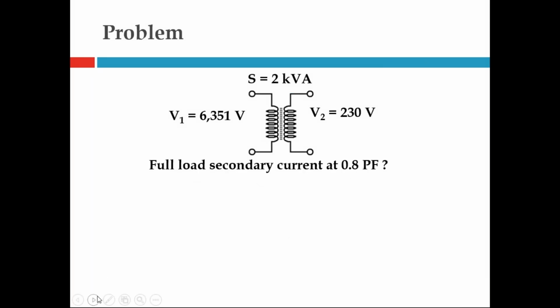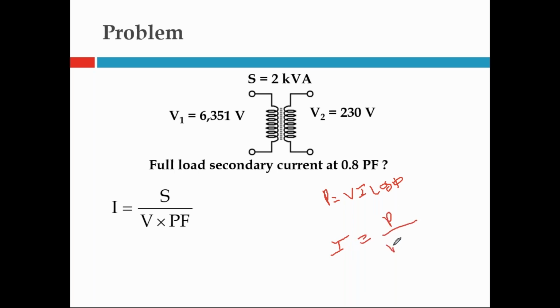Next, what is the full load secondary current at 0.8 power factor? Now let me see that. For the value of power, the power equation is P equals VI cos phi. So here, I equals P divided by V cos phi.